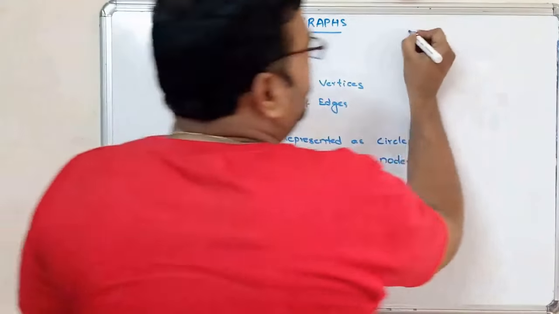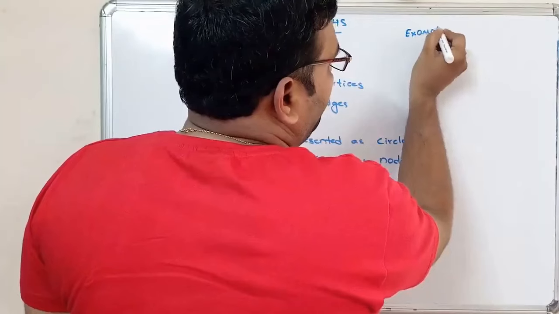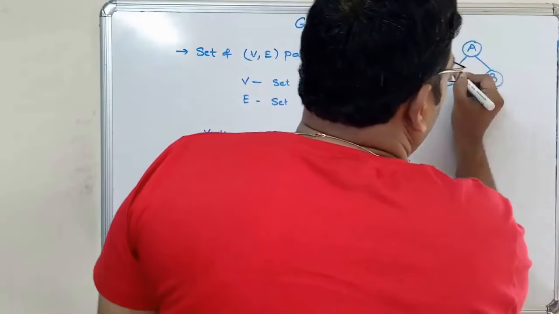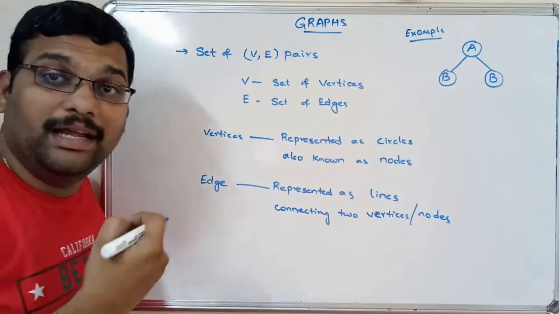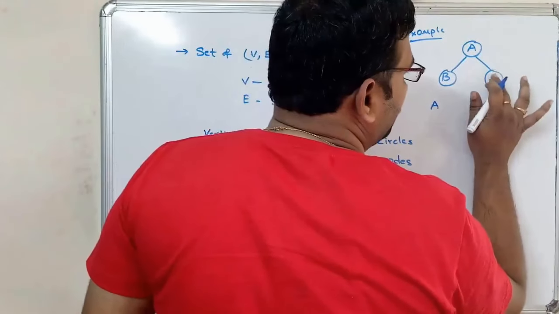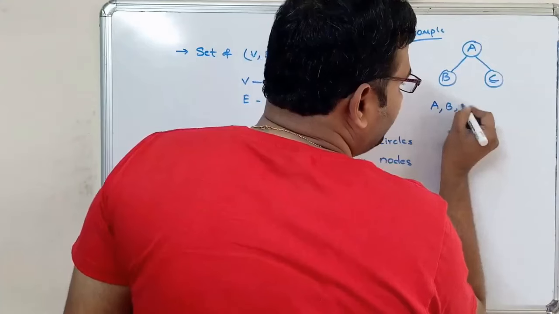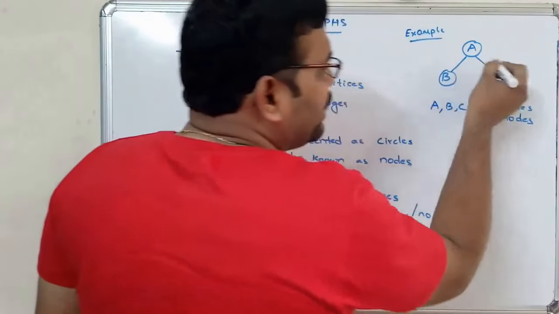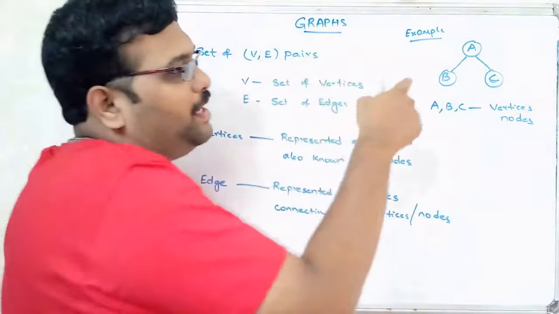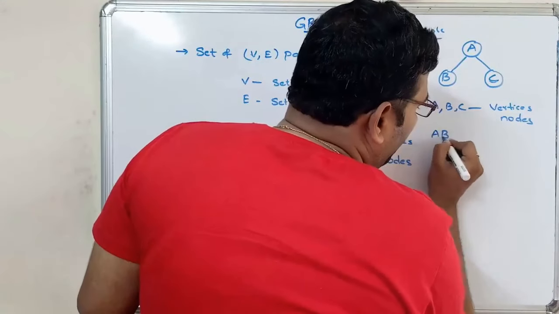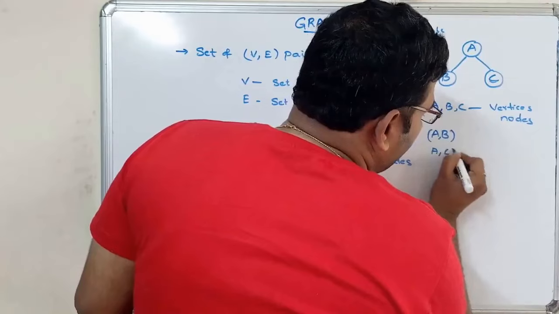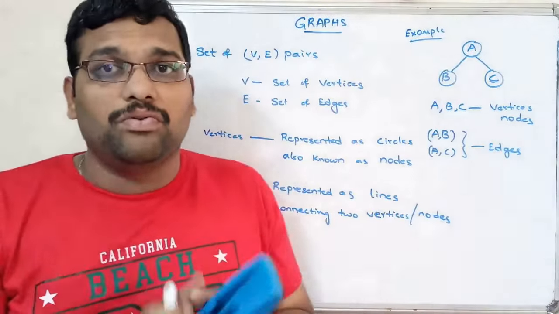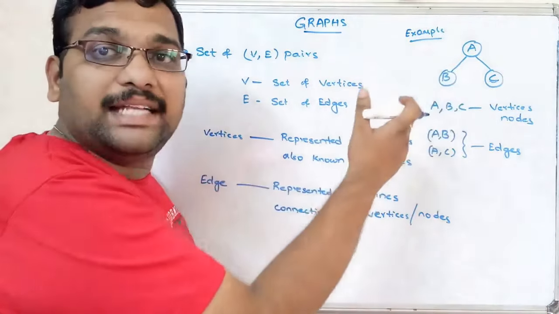So let us take an example for this graph. This is a simple graph. This can be called a graph. A, B and C are vertices or nodes, and the connectivity between the vertices, AB and AC, so A comma B, A comma C, these are called edges. Edges mean connecting two nodes, right? So this can be considered as a graph.